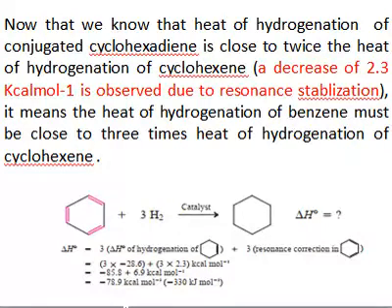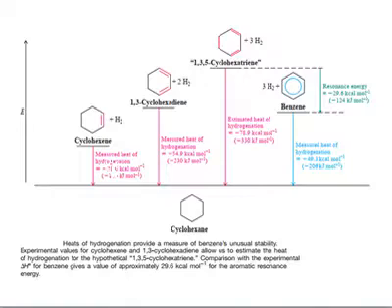It means that if we have to carry out the hydrogenation of cyclohexatriene, then this much amount of energy must be released. So if benzene is actually cyclohexatriene, then the heat of hydrogenation of benzene should be this as well. So let's consider the system, right?